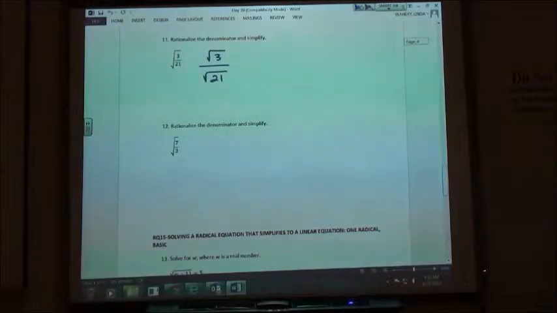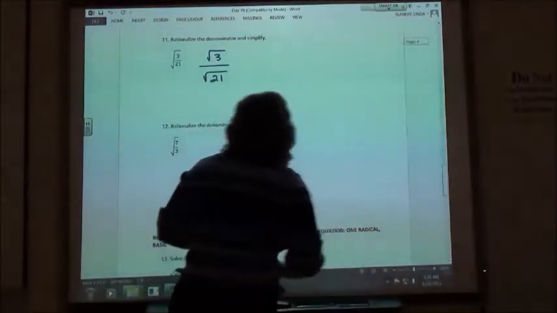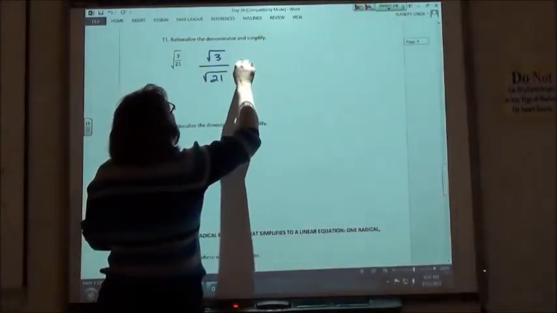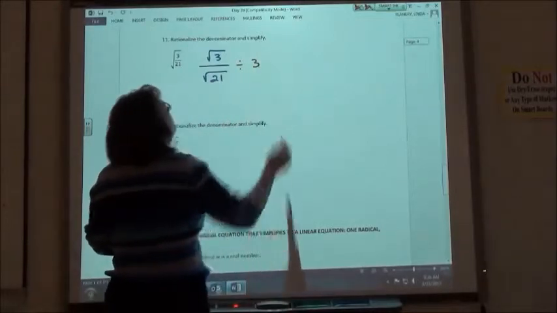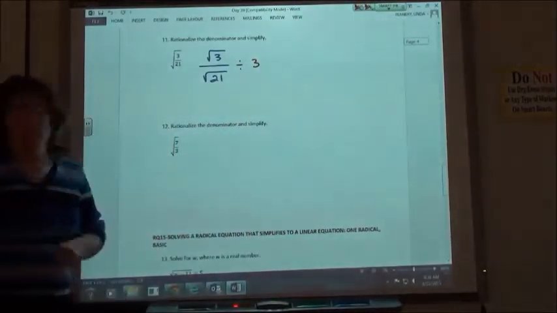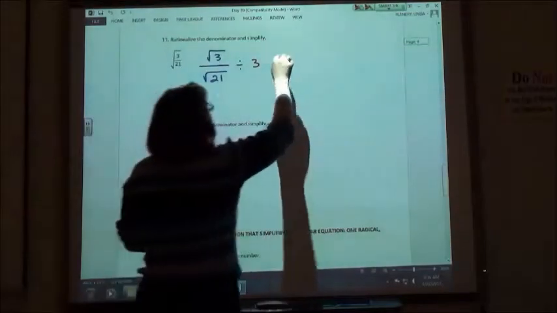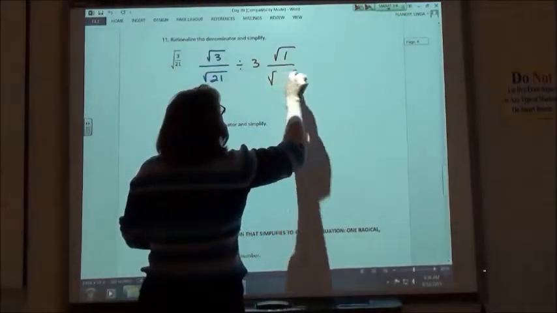Can we simplify? Oh, I can simplify, right? 3 over 21, I can divide those both by 3. That's going to make my problem easier, but I could multiply by the square root of 21. I just have really big numbers to work with. So it's easier if I can reduce first. So if I reduce them down, what am I going to get? The square root of 1 over the square root of 7, right?